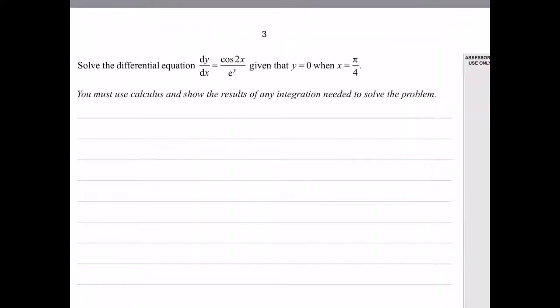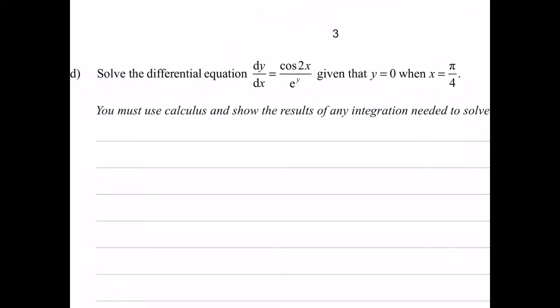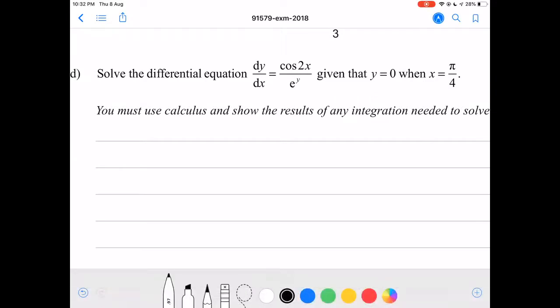Solve the differential equation dy over dx equals cos of 2x over e to the power of y, given that y equals 0 when x equals pi over 4. In this equation we have y and x on the same side. Because we have two very different variables, we want to get one on each side. So we're going to cross multiply. So this will become e to the power of y dy equals cos of 2x dx.